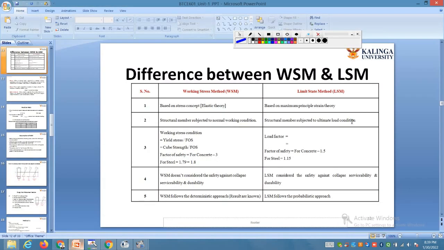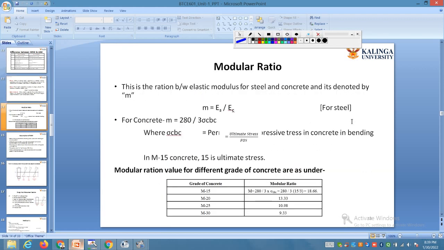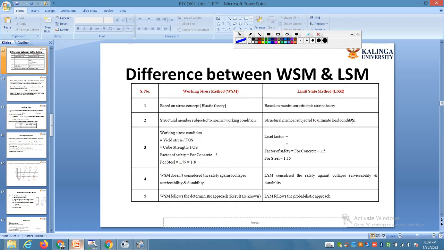So today's lecture is based upon the difference between working stress method and limit state method, few properties associated with design of RCC structures like modular ratio and sigma CBC, stress in concrete under bending compression, and so on. We shall discuss one by one.